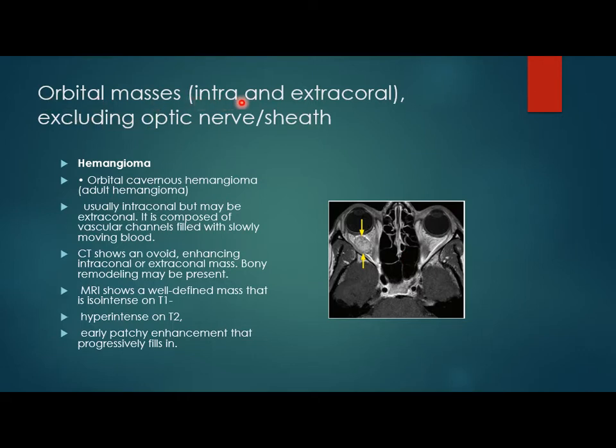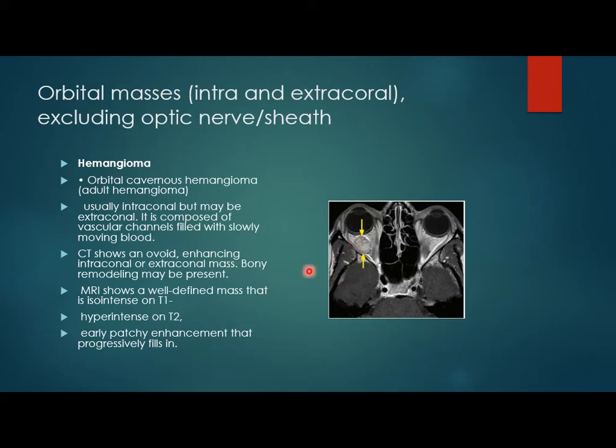Orbital masses, intra and extraconal, excluding optic nerve sheath. We have hemangioma. We have orbital cavernous hemangioma and capillary. Cavernous hemangioma most commonly occurs in the adult and is usually intraconal, but may be extraconal. It's composed of the vascular channels filled with the slowly moving blood. So in CT scan, there is an ovoid enhancing intraconal or extraconal mass. Bony remodeling may be present also.